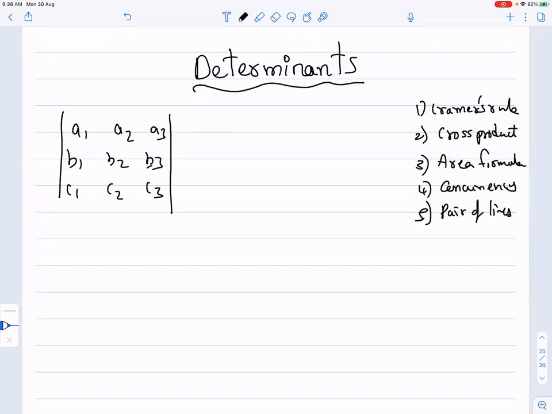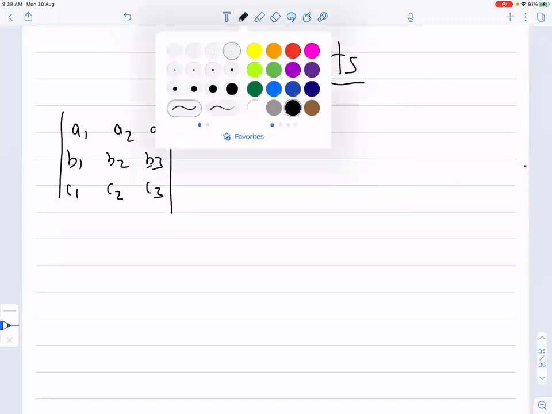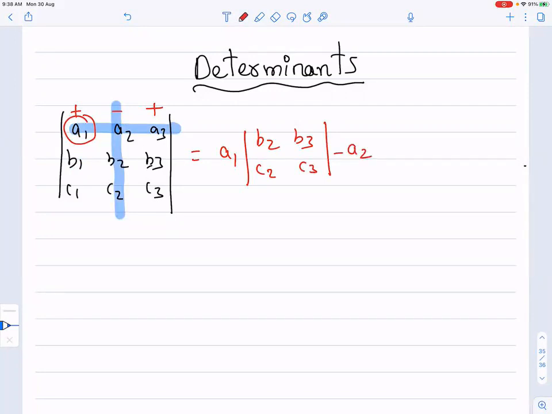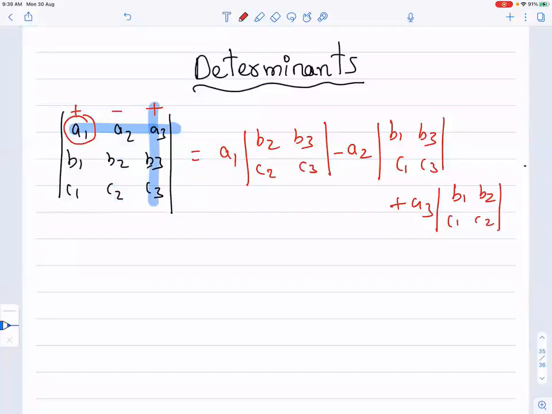So in this determinant of a1, a2, a3, b1, b2, b3, c1, c2, c3, you know how to open the determinant, right? Let me give you a recap. Generally, you open a determinant like this. You write plus, minus, plus on the top, and you take the first element. You close its row and its column, and you write a1 into b2, b3, c2, c3. Then you close the second column and write minus a2 into b1, b3, c1, c3. Then you take plus a3 into b1, b2, c1, c2. Yes or no, students?